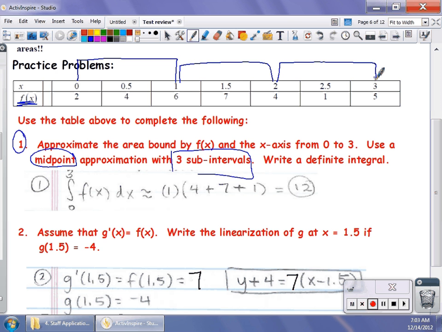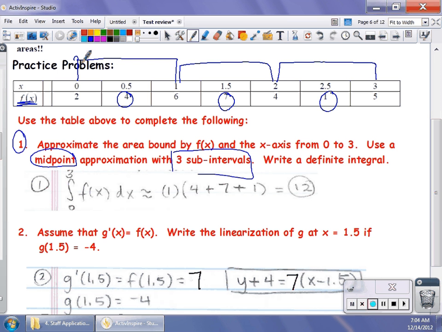Now each rectangle has a middle, so in the first rectangle, this would be the height of the first rectangle, the middle. This would be the midpoint. Second rectangle, that would determine the height, and the third rectangle determine the height. Do these have a common width?